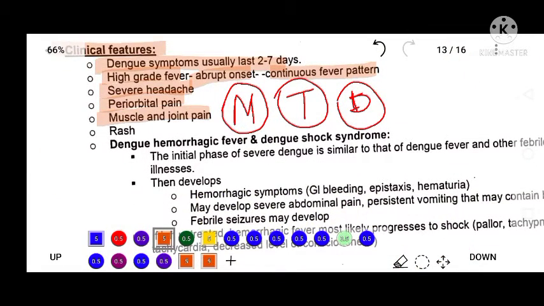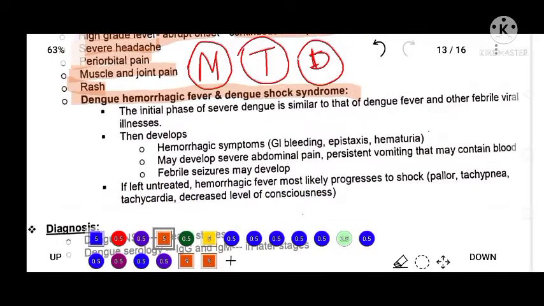Muscle pain, joint pain and myalgia are most commonly present in dengue fever. Rashes are present only in dengue fever, while in malaria no rashes are found. Dengue hemorrhagic fever with dengue shock syndrome is the most specific character of dengue, and hemorrhage occurs, like GI bleeding, epistaxis, hematuria, severe abdominal pain, persistent vomiting, and febrile seizure may develop.